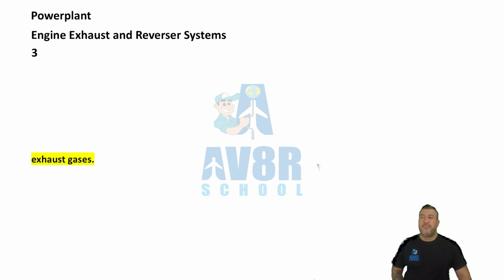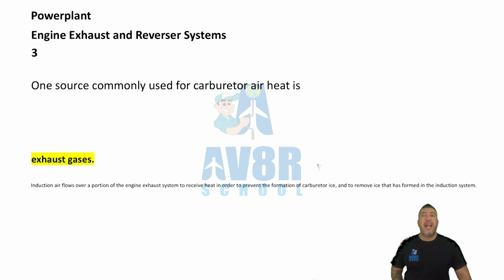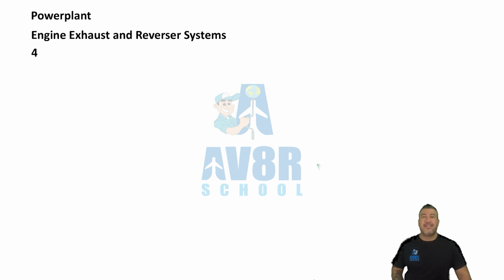Number 3, exhaust gases. So one source commonly used for carburetor air heat is exhaust gases.